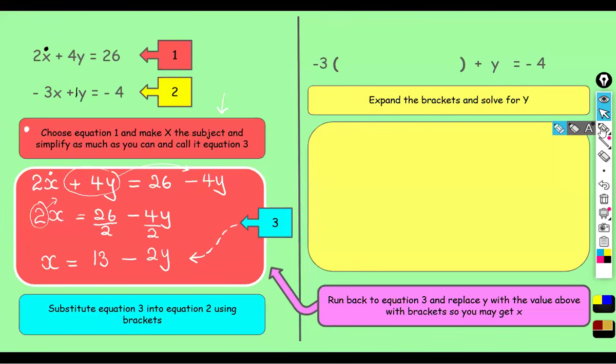So we finally made our equation 3. Which equation we didn't use as yet? We didn't do anything with equation 2. So we're going to take equation 3 and run to equation 2. And what are we going to do? Be careful with these signs. Wherever you see the letter X, we're going to throw away this X and a circle in it, and replace it with 13 minus 2y, because X is the same thing as 13 minus 2y, like how $1 is equal to 4.25.